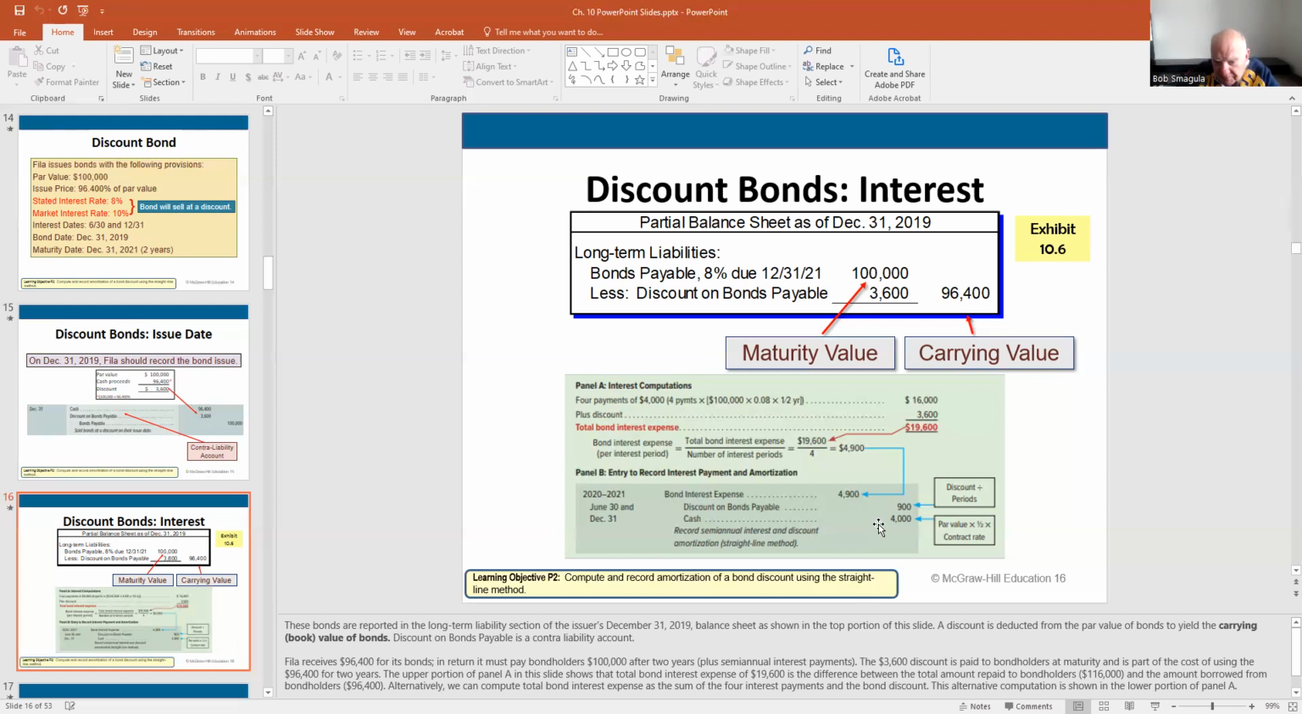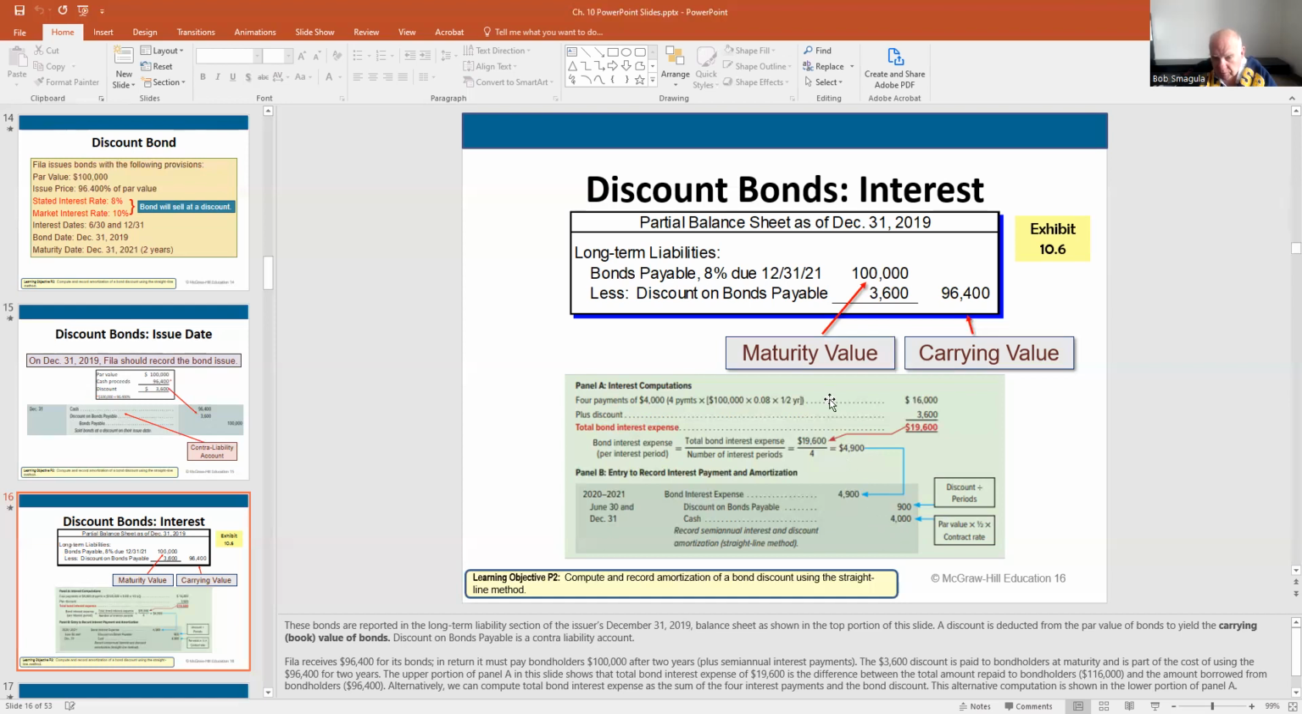But we also have to amortize the discount. And the discount is $3,600. And they're using the straight line method. Straight line: $3,600 divided by 4 payments is $900, making our total interest expense $4,900. Okay. Cash, that's the amount we have to pay, $4,000.